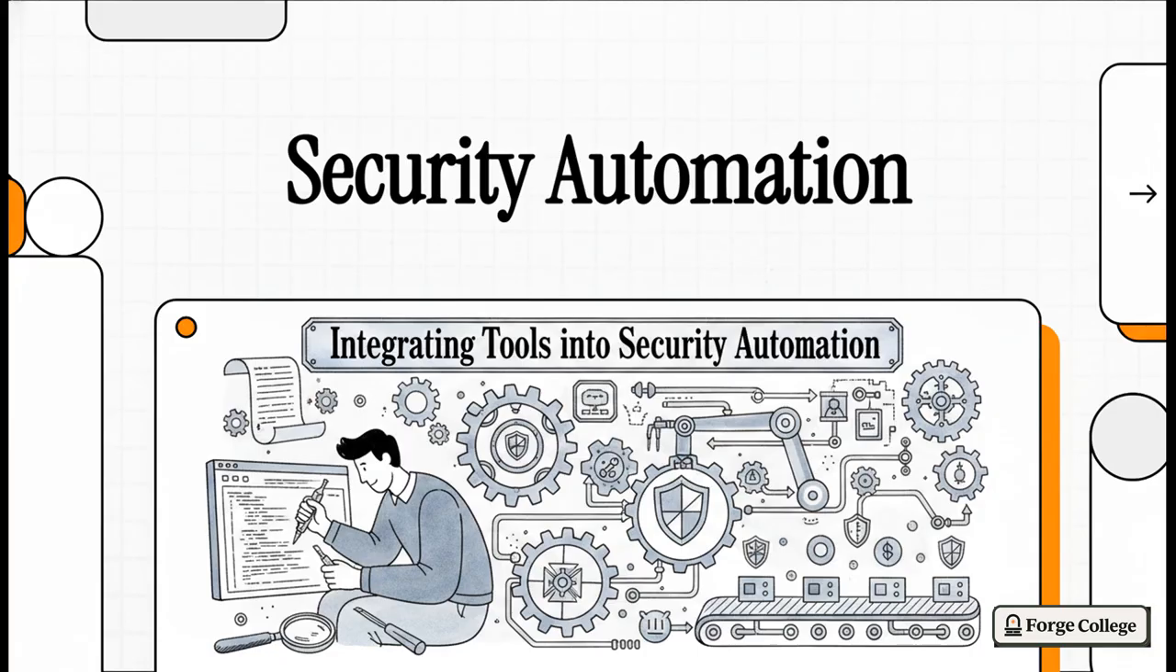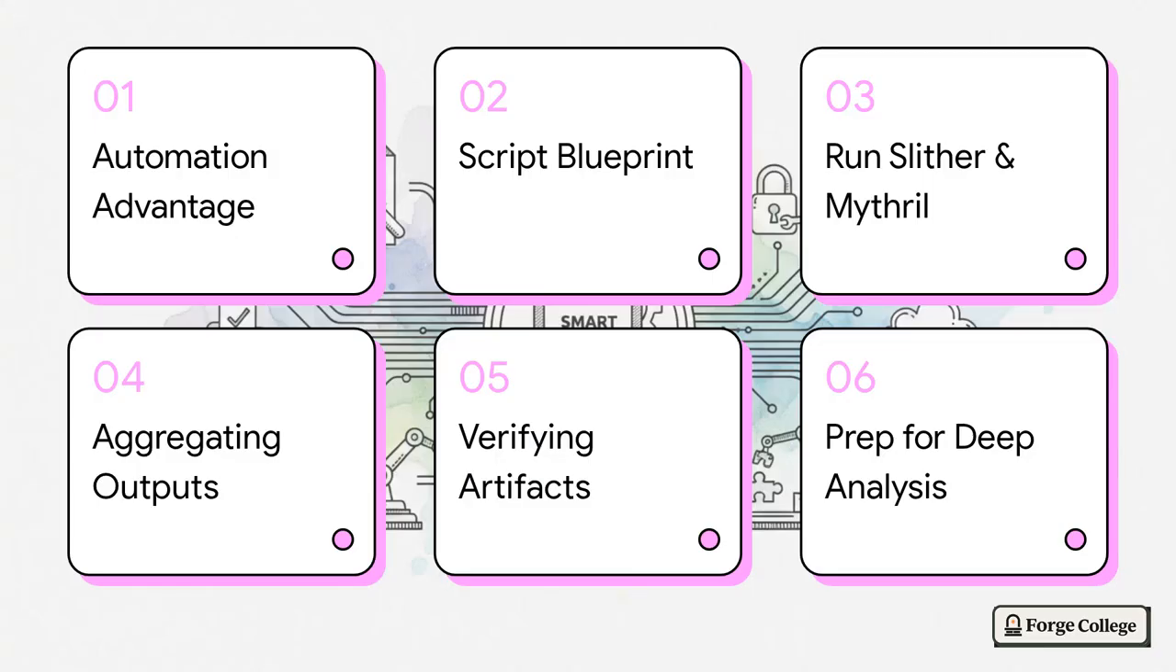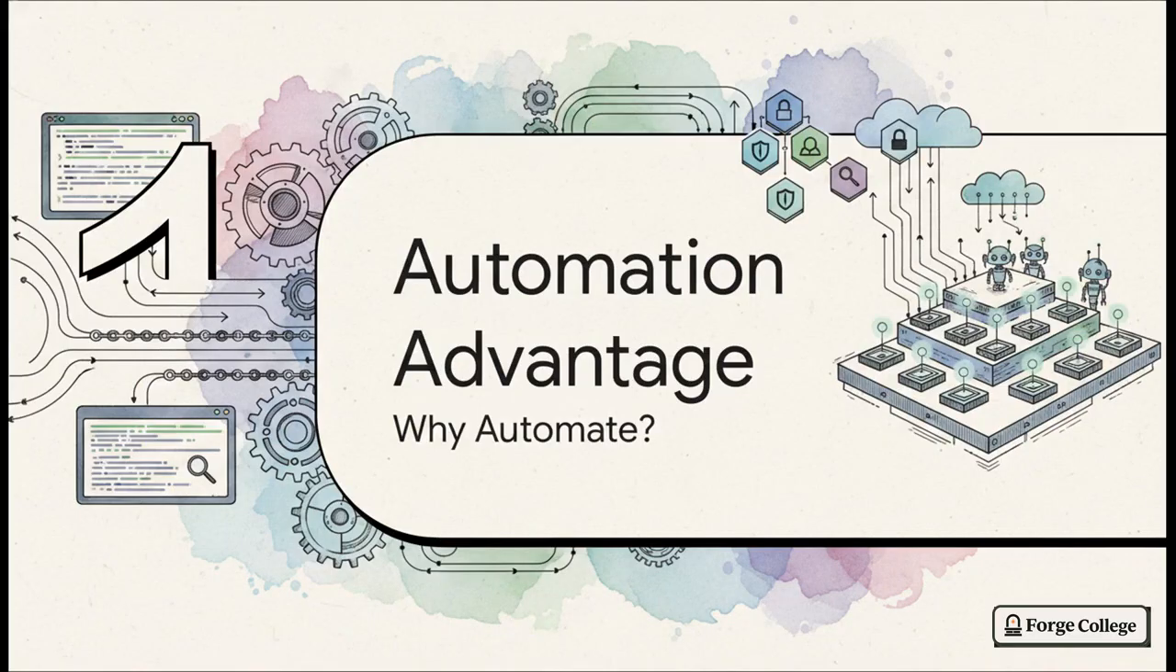Let's get into it. Here is our game plan for today. We are going to cover: 1. The automation advantage, 2. Drafting the script blueprint, 3. Running Slither and Mythril, 4. Aggregating the outputs, 5. Verifying your artifacts, and 6. Preparing for deep analysis. Starting with Section 1, the automation advantage.